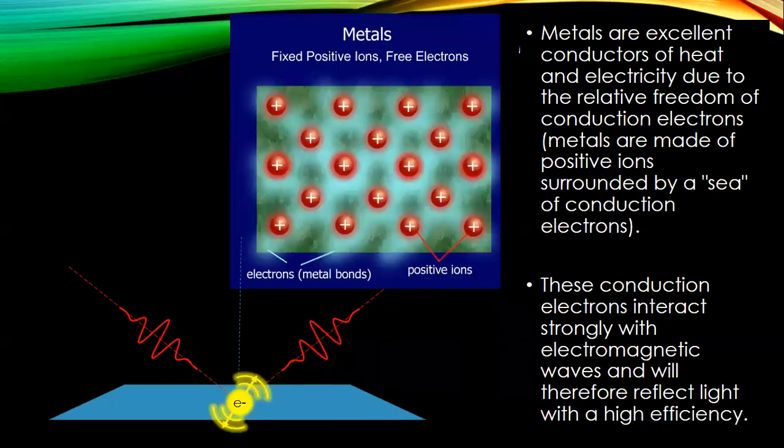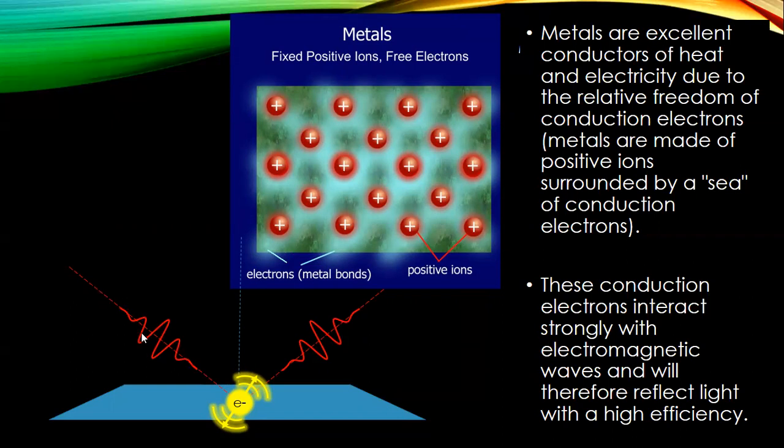Now, how does this work? How do we actually get a surface to reflect light? Why do metal surfaces reflect light so well? Well, metals have fixed positive ions surrounded by a sea of free electrons. Essentially, we've got a whole bunch of electrons that are almost free sitting on the surface of the metal.